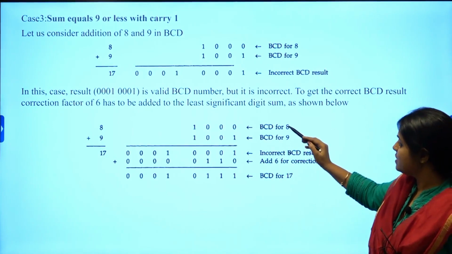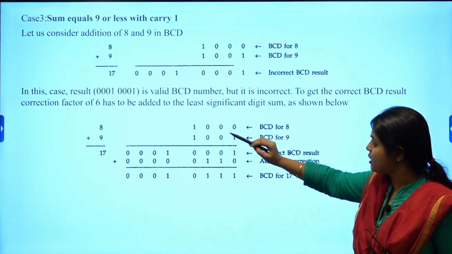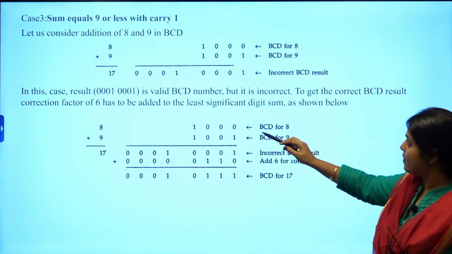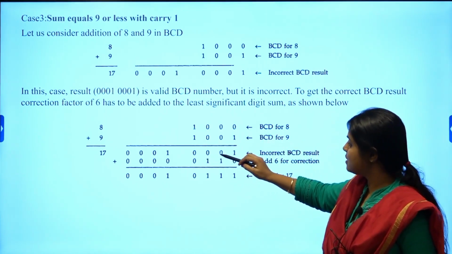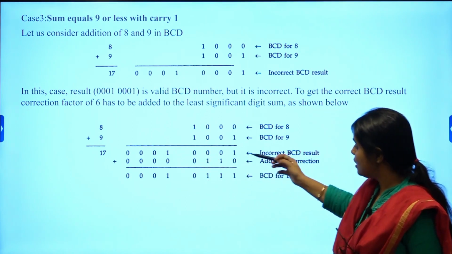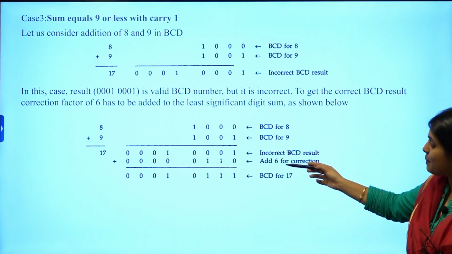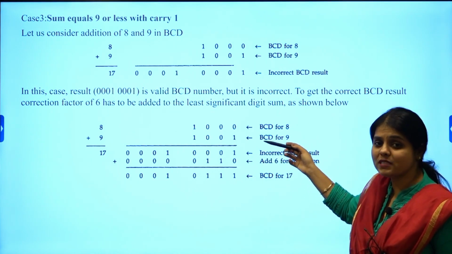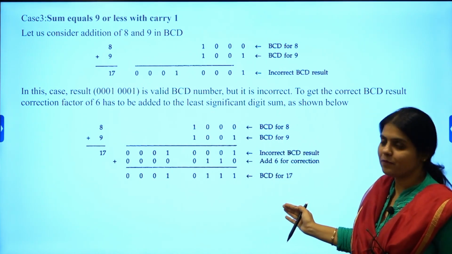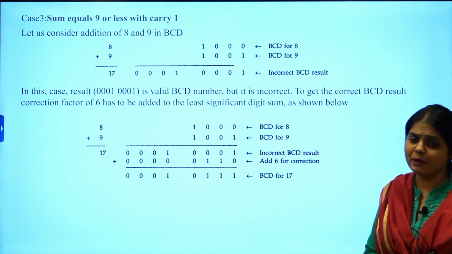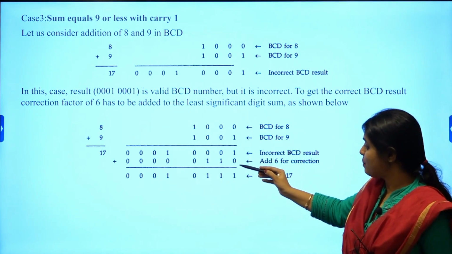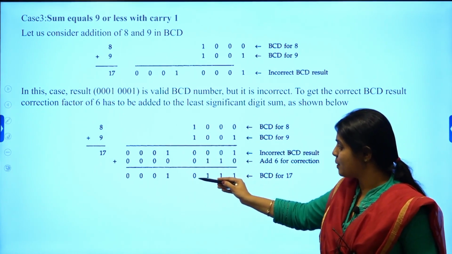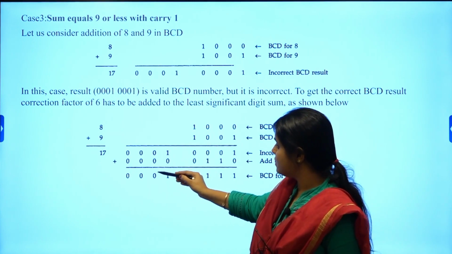Okay. Now look at this. Binary representation of 8, binary representation of 9, and then when I am adding, I got the result as 0, 0, 0, 1 with carry 1. Now what am I doing for correction? I am adding 6, binary number of 6, to the LSB bits. Okay, and then I am putting zeros to the remaining part. Now when I add them, 1 plus 0 is 1, 1 plus 0 is 1, 1 plus 0 is 1, 0 plus 0 is 0.